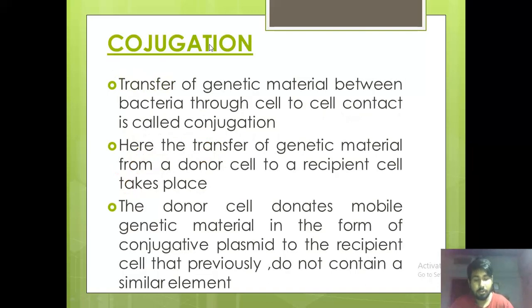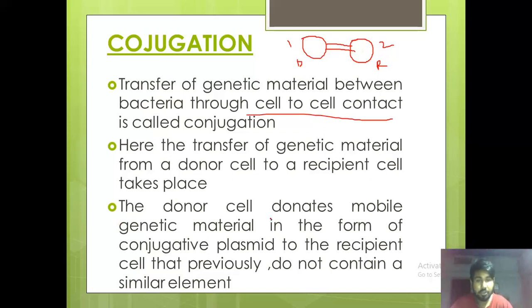In conjugation, there is transfer of genetic material between bacteria through cell-to-cell contact. Here cell-to-cell contact has to be made between two bacteria. This is bacteria 1 and this is bacteria 2. Here the transfer of genetic material from the donor cell to the recipient cell takes place. Suppose this is called the donor cell and this is called the recipient cell. So the genetic material is transferred from the donor cell to the recipient cell.